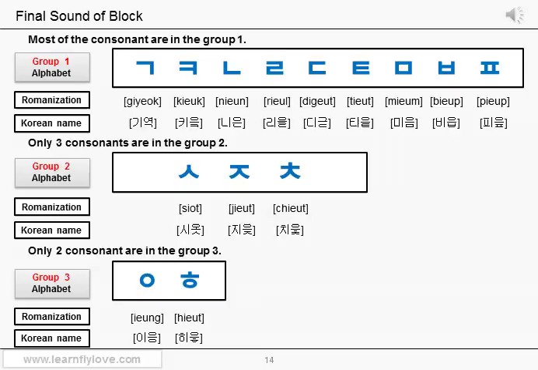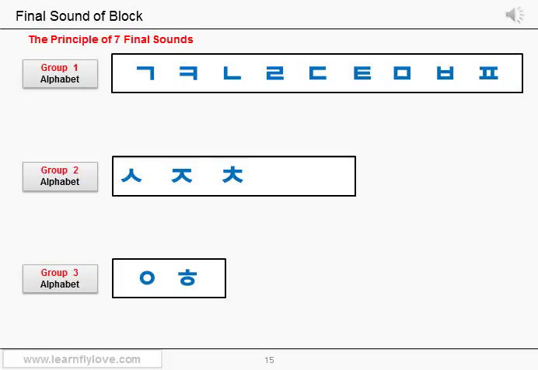Do you remember this? We divided the consonants into three groups to make it easy for you to understand the final sound and read the Hangul block. You will not have a big problem to read Hangul based on this, but there are a couple of more things you should know to go to the next level. Let's learn about that. First of all, you should know that according to the Korean standard pronunciation rule, only 7 sounds can come as a final sound of a block. Again, only 7 sounds can come as a final sound of a block.